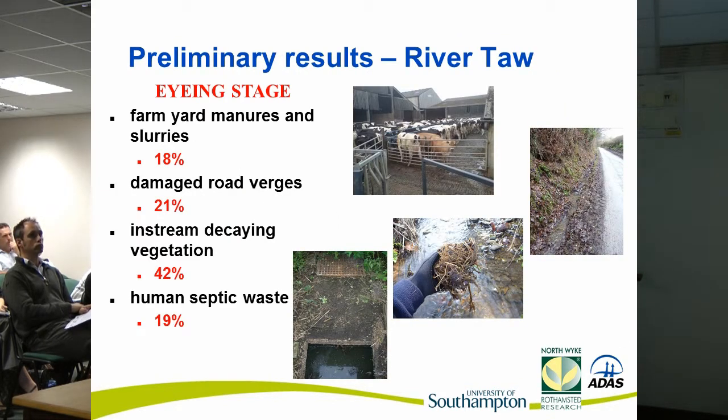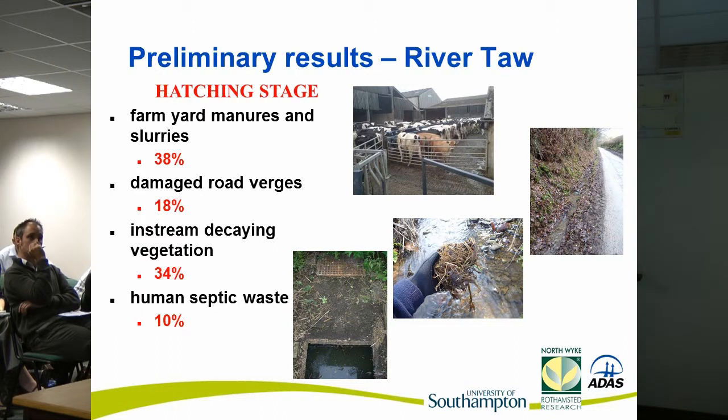So just by way of some preliminary results for the sediment associated organic matter, here's River Tor at Tor Bridge for the eyeing stage. So this is for the period December 2012 to February 2013, and just some preliminary source apportionment estimates. So we see the manures and slurries about 18%, the road verge 21%, decaying in-stream vegetation 42%, and septic waste definitely contributing about 19%. If we move to the hatching stage at Tor Bridge, so these baskets were deployed between December 2012 and March 2013, and we see manures and slurries going up to about 38%, road verges 18%, in-stream decaying vegetation about 34%, the septic waste still there at about 10%.